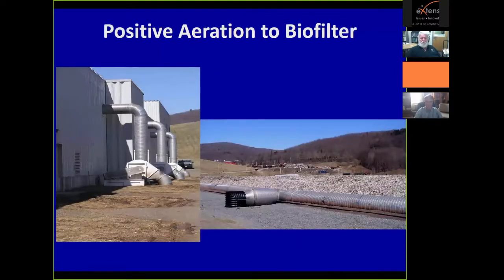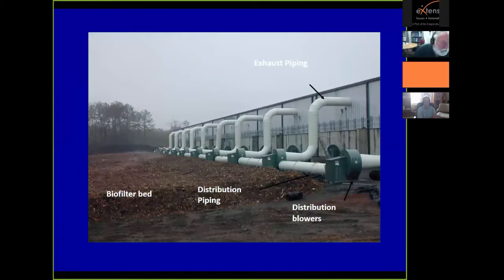When you have positively aerated systems in a building, you have to divert the building air to a biofilter, as we talked about a minute ago, and this is some examples of how that's done. This is a facility I designed in North Carolina. This building is 450 feet long. It's 250 feet wide, 30 feet to the eave, 45 feet to the ridge.